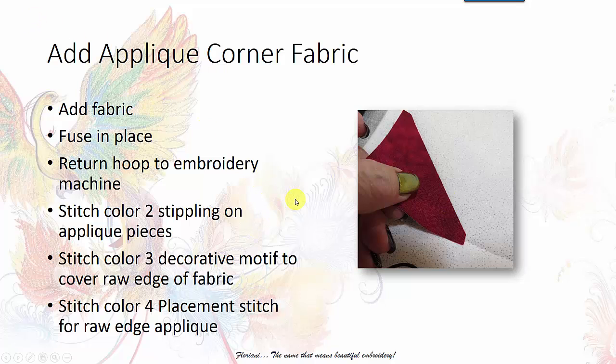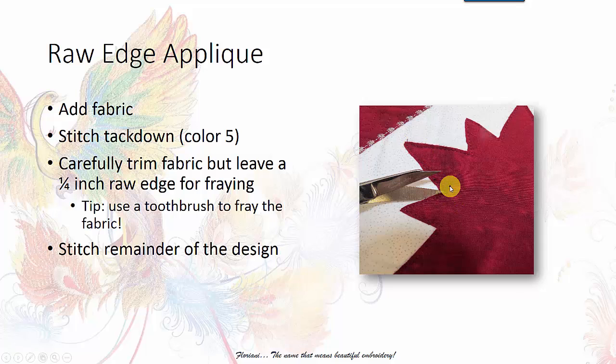Return your hoop to the machine, and stitch color 2, which is the stippling over the applique. Color 3, which is your decorative motif to cover the raw edge, and that's going to be your decorative stitching right here. And then stitch color 4, which is your placement stitch for your raw edge applique. With the raw edge applique in here, lay the fabric down and stitch that color over the top, the tack down, which is your color 5.